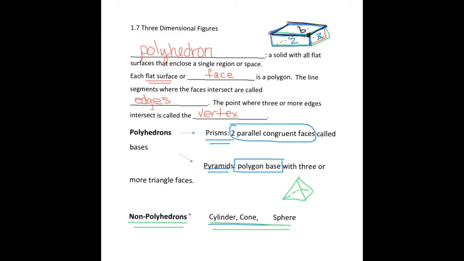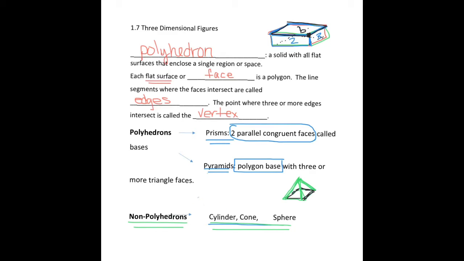In a pyramid, so I tried to draw a pyramid for you, you only have one base. So this is the base right here of my pyramid. And then the faces are actually triangles. And to make a pyramid, you have to have at least 3 triangle faces. And that makes sense because let's say that my pyramid had a triangular base, then it would require 3 faces to go around the side. I know that's not a great drawing, but you get the idea.